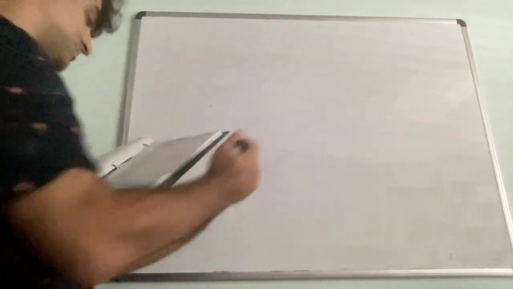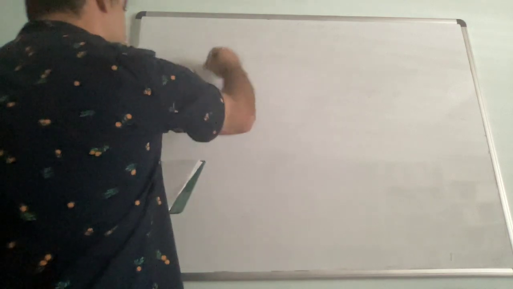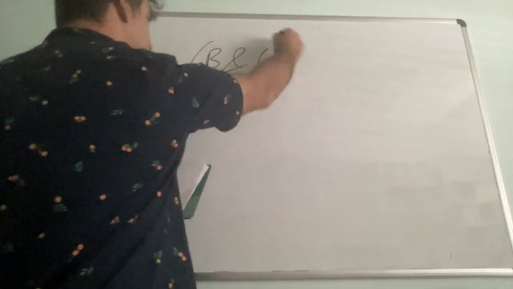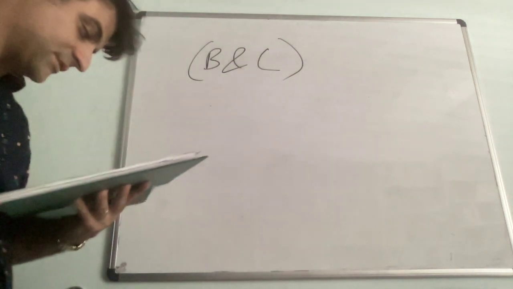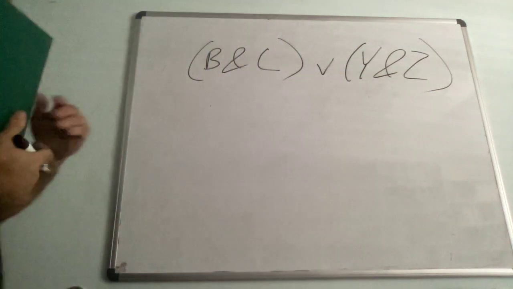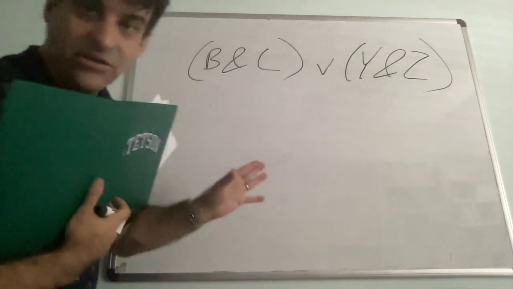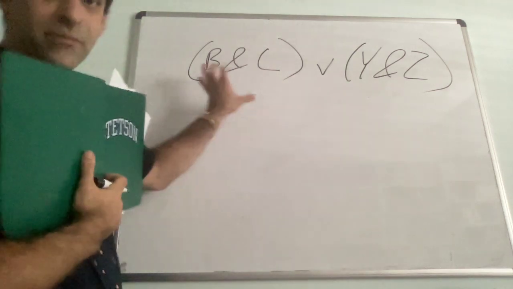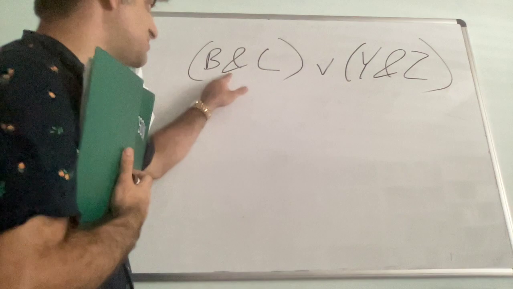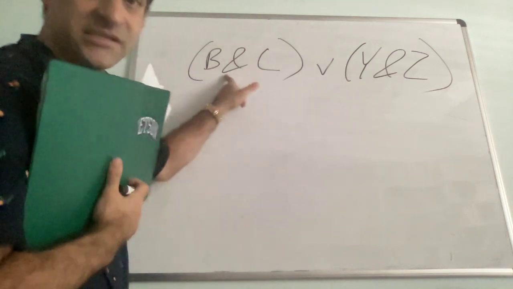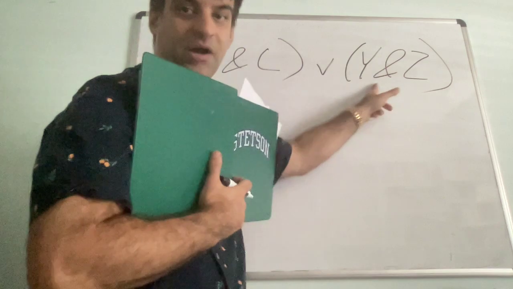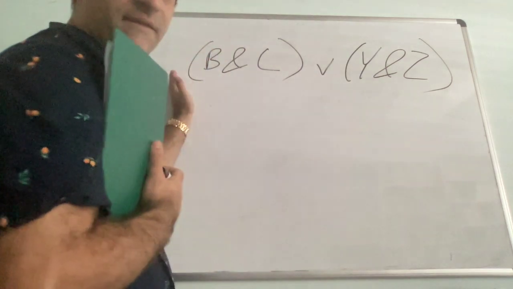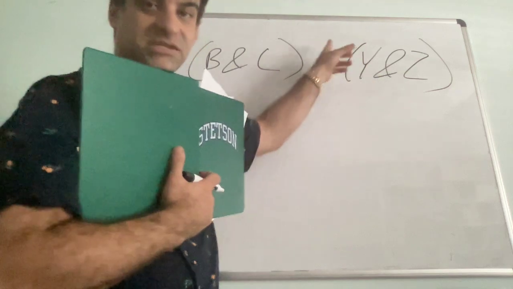Okay, number 6. B and C in parentheses, or Y and Z. Okay? Right? Now visually you can kind of see that this or is the main connector, right? But remember my rules, right? What's inside parentheses is a unit, so this and doesn't break out from here, right? This and is connecting B and C. This and is connecting Y and Z, and then this or connects the unit on its left side and the unit on the right side, so this is the main connector.